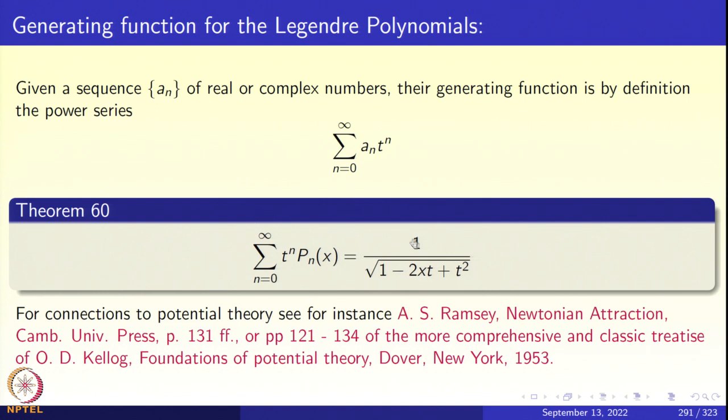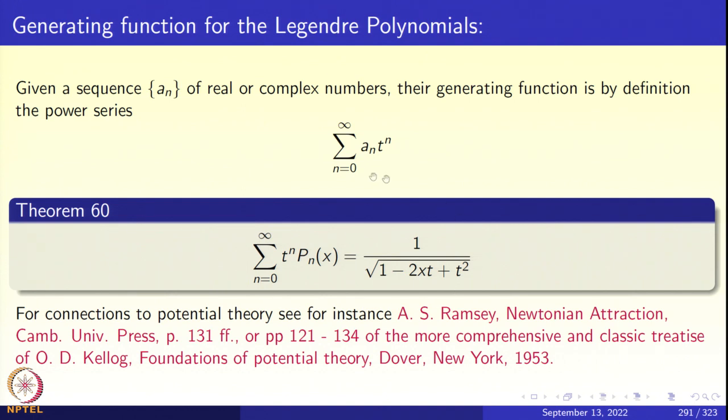Now this result is extremely important in classical potential theory. For a connection with classical potential theory, see for example this book of Ramsey, Newtonian Attraction, Cambridge University Press, page 131 and following, or pages 121 to 134, or the more comprehensive and classic treatise of Oliver Dimon Kellogg, Foundations of Potential Theory, Dover, 1953. Both these references are being given. Kellogg's reference is very classical and a very important reference in potential theory.